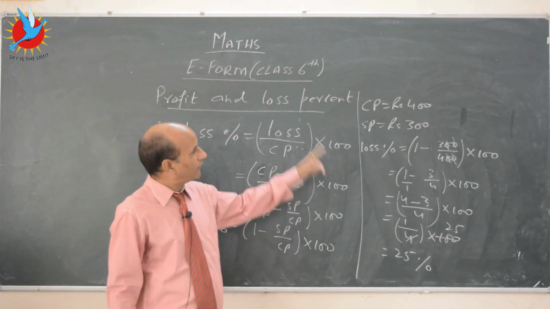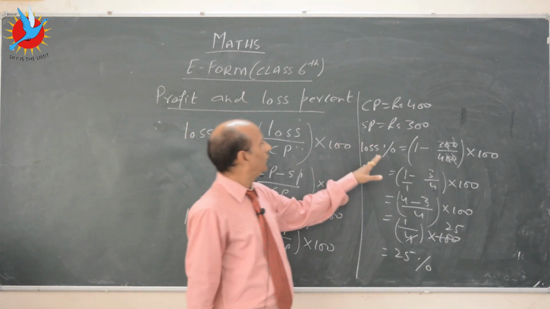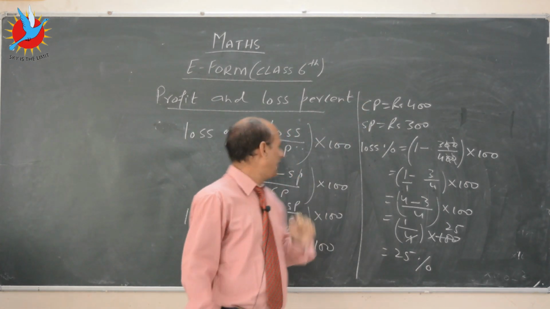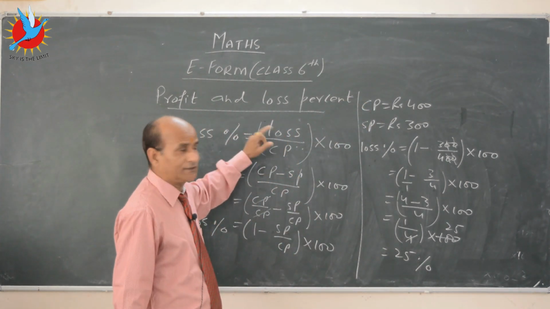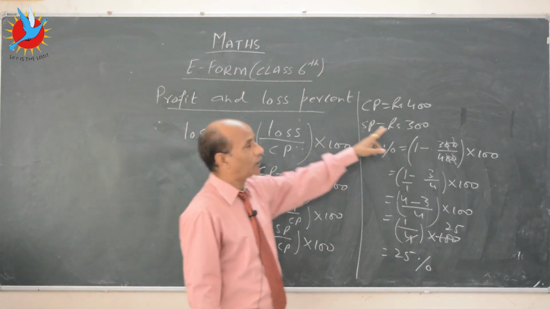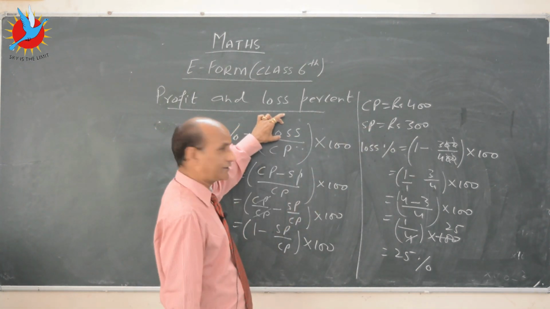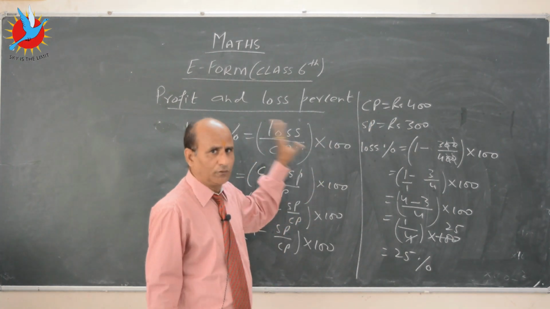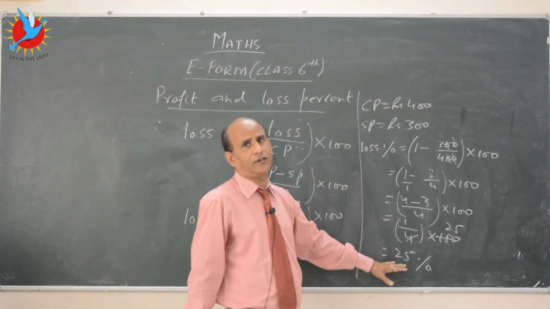So in this way you can easily calculate the loss percent when selling price and cost price are given. You can also use the other formula: first find the loss, then put the value of loss here, divide by cost price and multiply by 100. You will get the same answer, 25%.